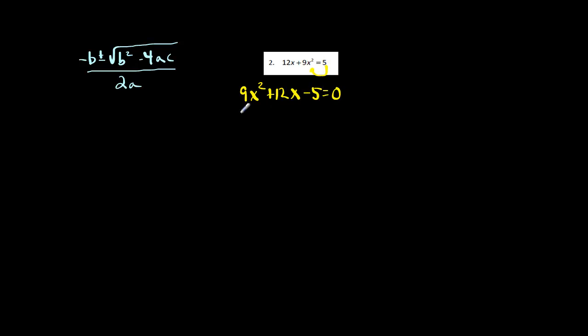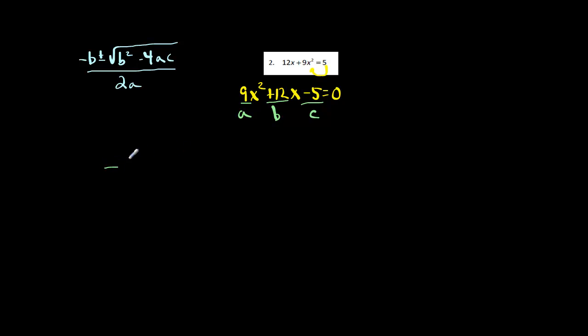Alright, this one over here, we're going to be using the quadratic formula again. So you can write that out. Let's find out what our a, b, and c values are. So let's write this in order. We want to write the 9x squared term first, then the 12x, and then we need to move this 5 over to the left. So minus 5 equals 0. That means our a value is 9, our b value is 12, and our c value is -5.